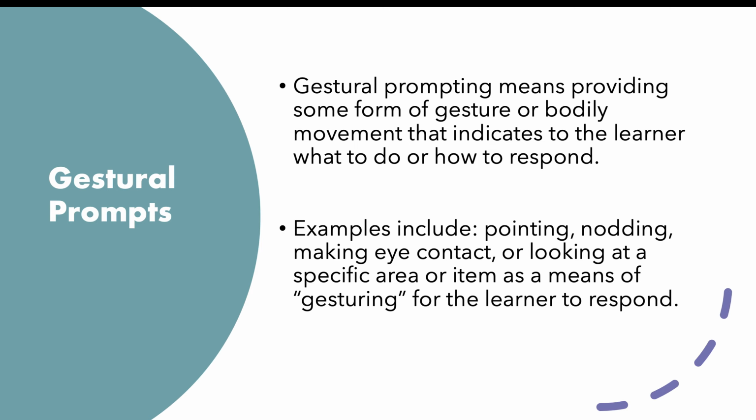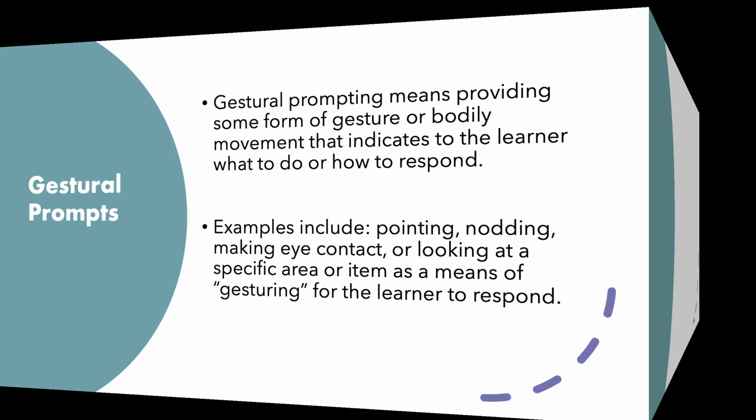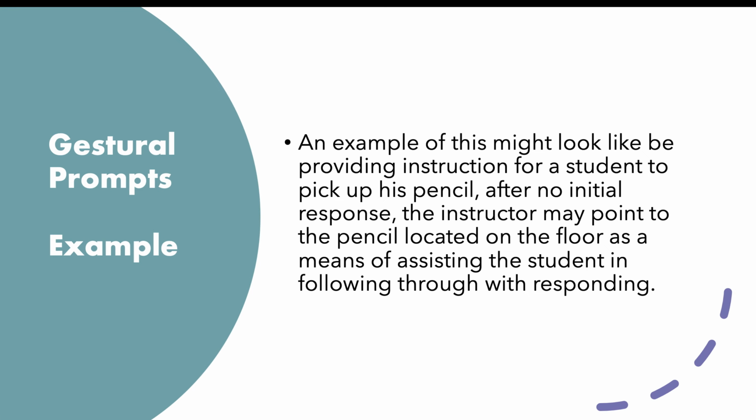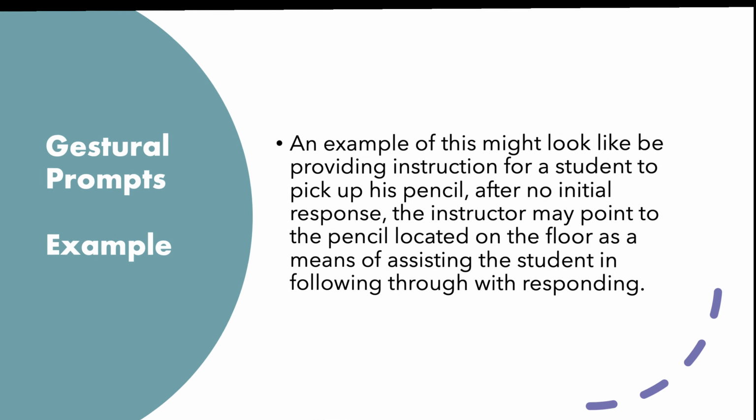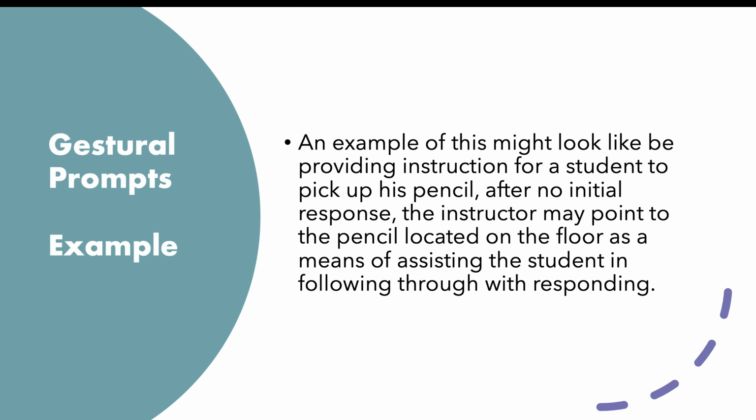And they could include pointing, nodding, making eye contact, looking in a specific area or at a specific item as a means of gesturing for that learner to respond. An example, as I stated, could be pointing. You've got a learner whose target behavior is picking up a pencil. Whether it's on the table, on the floor, or in your backpack, if you point to where that is, that should be a gestural prompt for them to respond appropriately by going and picking up that pencil.